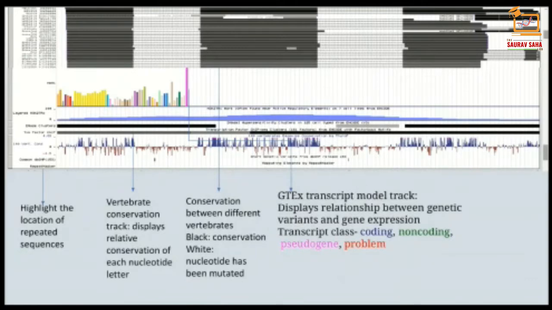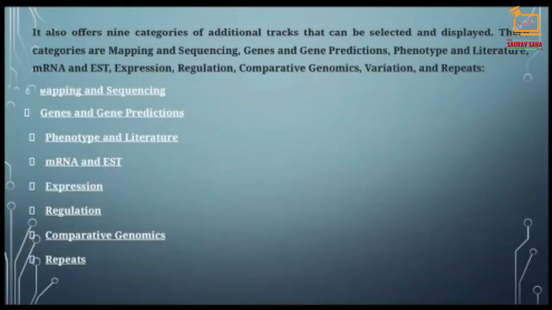The next track represents the conservation between different organisms, in which the black boxes represent the conservation between nucleotides and the white boxes represent that the nucleotide has been mutated. Below it is the next track, that is the GTEx transcript model track. The vertebrate conservation track is also present, which displays relative conservation of each nucleotide letter. The next track is RepeatMasker, which displays the location of repeated sequences.